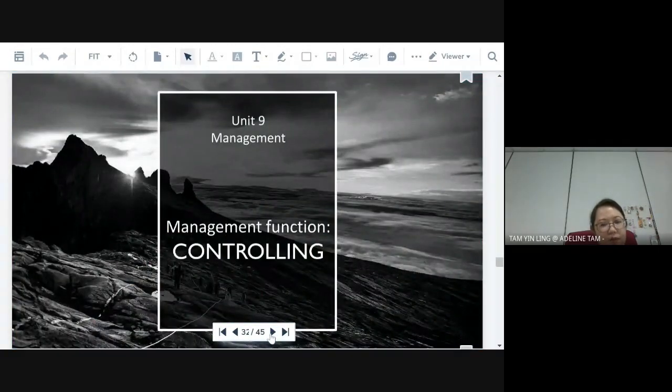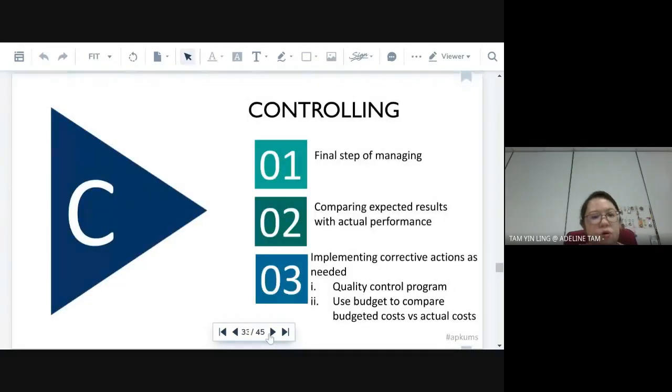And the last part of management is actually controlling. So when we talk about controlling, in Malay we call it kawalan. Okay, kawalan. So when we say controlling, this is the final step of managing. And then we want to compare the expected result with actual performance. So from the word controlling, you don't misunderstand, jangan salah faham.